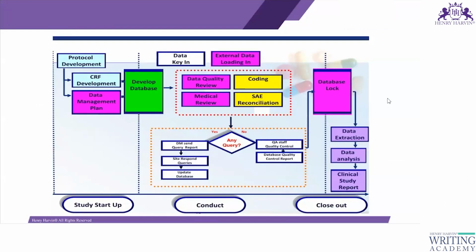Now this is the layout of how the data related to the clinical trial process is handled. First, the very first step, the protocol is developed. And after the protocol, the clinical data management team, a separate team of around 5 to 10 personnel, is responsible for the CRF. CRF is what? Case record form. So they are responsible for CRF development and the data management plan. So there are two documents which are developed by the clinical data management team.